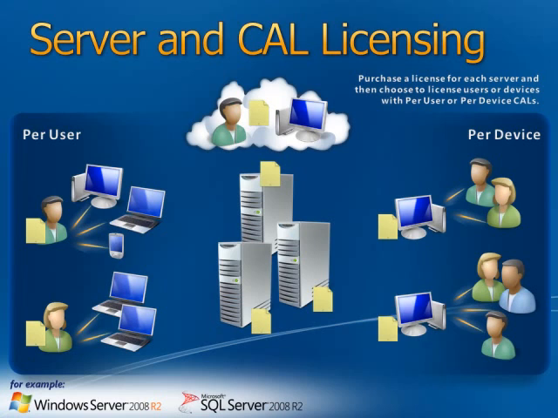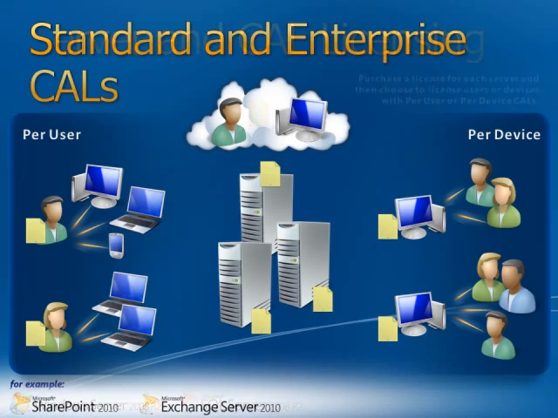So that's the basic server and CAL licensing model. But with certain products, again, we have got 2 different types of CALs. With some of our products, such as the ones listed at the bottom of the screen, SharePoint Server and Exchange Server, we do have 2 levels of CALs. We have standard CALs and enterprise CALs. The CALs which you work with are all based on the level of functionality that you need your users to access. So let's use Exchange Server here as our example.